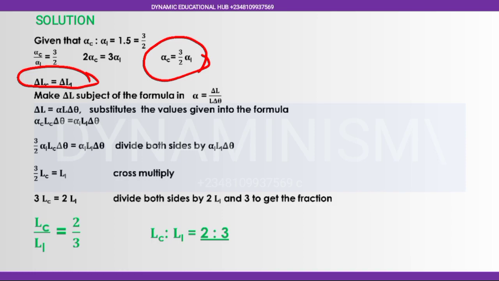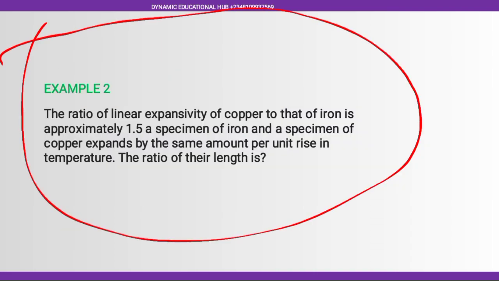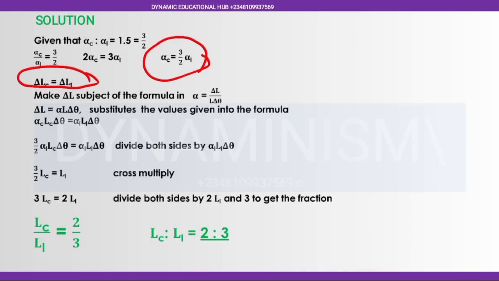Change in length of iron. Let's quickly go back to the question. I want to explain. Look at it. The ratio of linear expansivity of copper to that of iron is actually 1.5. Then a specimen of iron and a specimen of copper expand by the same amount per unit. Expand by the same. So which means what? Change in length of copper to that of iron, they are the same thing.